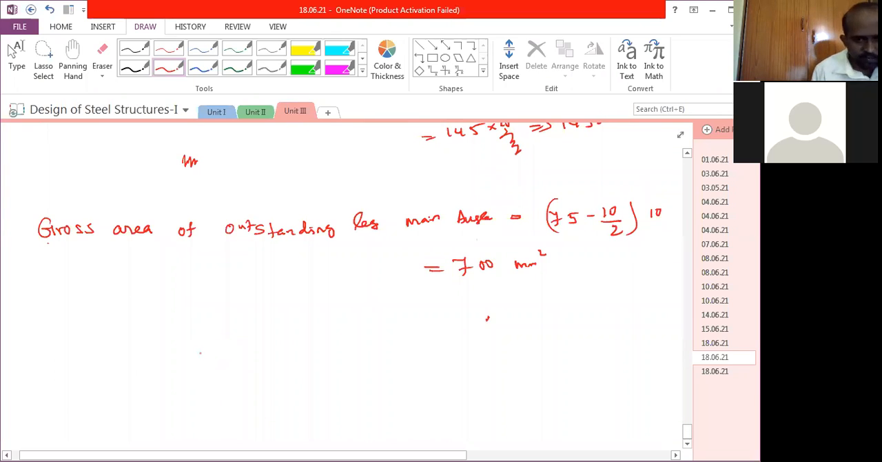Now, load shared by outstanding leg of main angle.